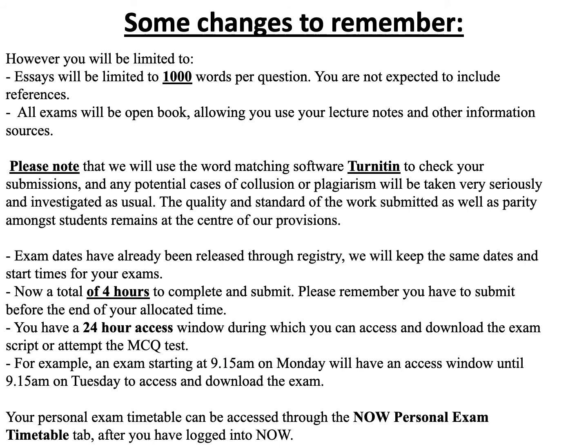Some additional information which changed this year: you're only allowed 1,000 words per question. So for example, if you answer question 1 in section A, you have 1,000 words for that. If you answer question 1 in section B, you have 1,000 words for that. And if you answer question 1 in section C, you have 1,000 words for that. Please note that we will put your answers through Turnitin, so don't be tempted to cheat or plagiarize anything. And again, you'll have 4 hours from the beginning of the exam and 24 hours access.